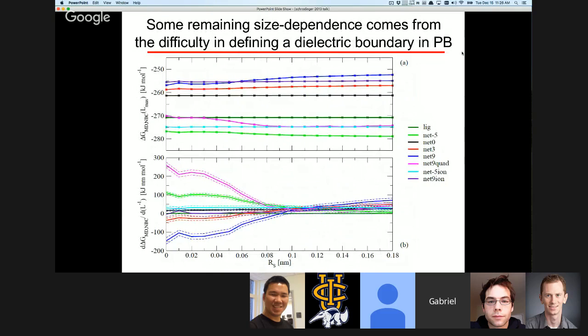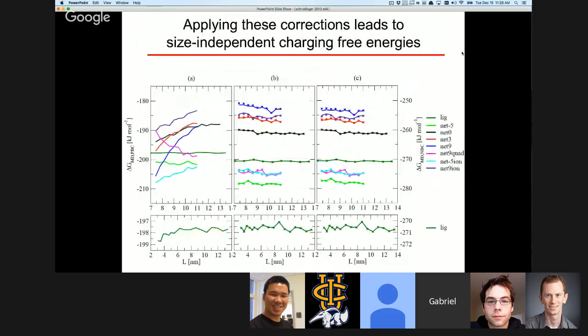And you can see that if you define your dielectric boundary with too small a solvent radius, then you still see big slopes. But right around 1 angstrom, all the slopes for each of these systems get pretty close to 0. So it seems like an ideal solvent radius to define the dielectric boundary for the PB parts of the corrections is about 1 angstrom. And if you look at what that actually looks like, now you see much flatter curves that are still not completely flat, but now the size dependence has been greatly reduced. So this is our evidence that the corrections are useful. Okay.